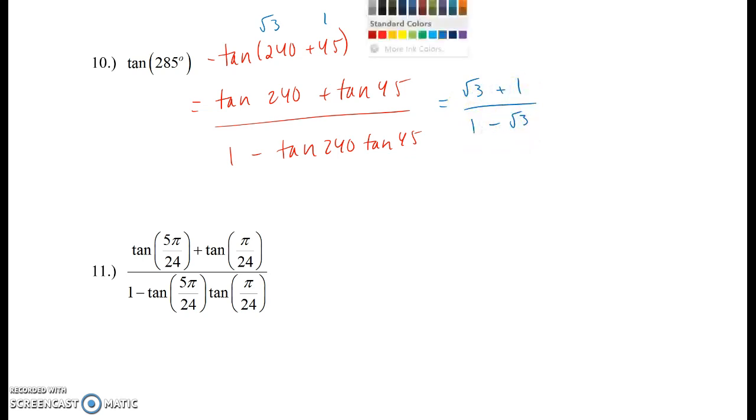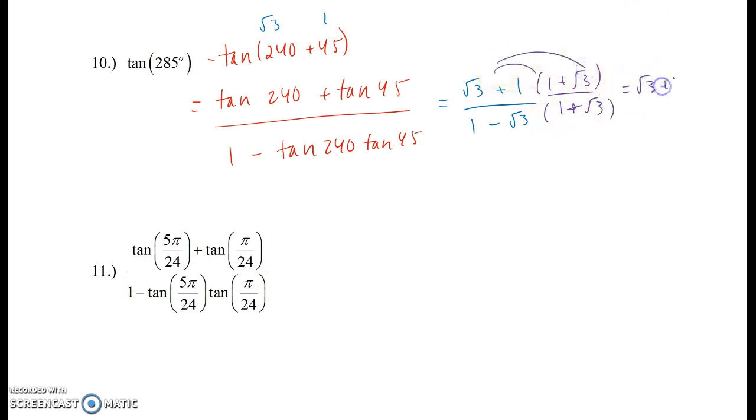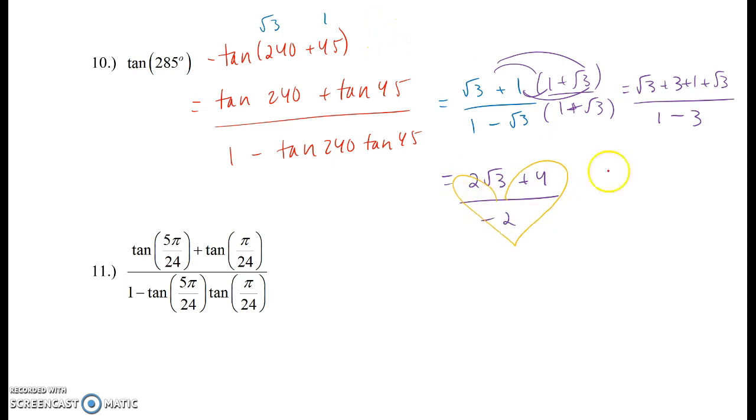And I can't leave my answer like this. I need to go ahead and rationalize that. So I multiply it by 1 plus root 3 over 1 plus root 3. And when I simplify this in my numerator, I get root 3 plus 1 plus root 3, which gives me 2 root 3 plus 4. And then in my denominator, I'm going to get 1 minus 3, or negative 2. And like we talked about in class, we can go ahead and simplify all of these numbers that fit inside the heart. So we end up being able to divide both of them by negative 2, giving me negative root 3 minus 2 as my final answer.